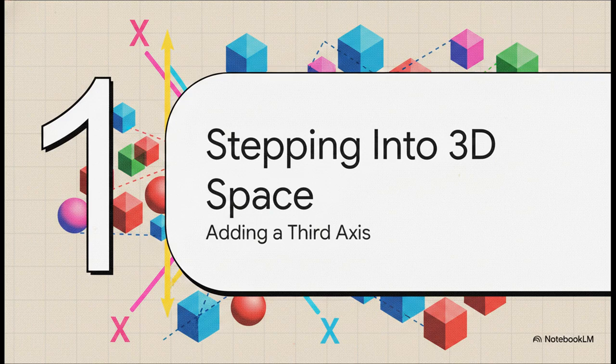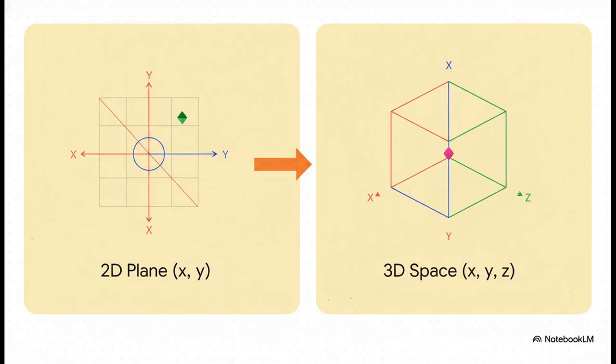Section 1. Stepping into 3D space. So the upgrade here is beautifully simple. An ordered pair, like 3, 1, locates a point on a perfectly flat plane. Think of a city grid. But to find our hovering mosquito, we just add a third axis, a perpendicular z-axis. This gives us our ordered triplet. For example, 3, 1, 2. Boom! We've just expanded our mathematical universe from a flat sheet of paper to the entire physical volume of a room.